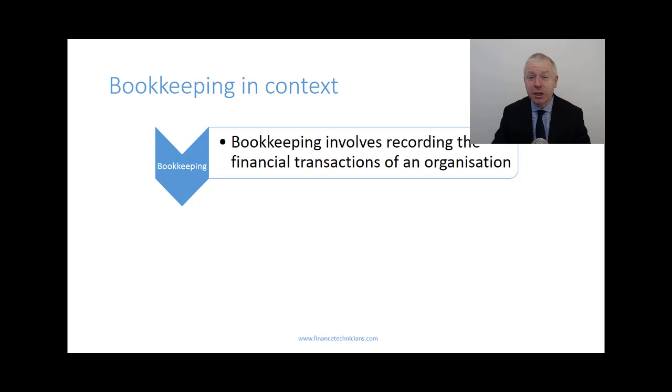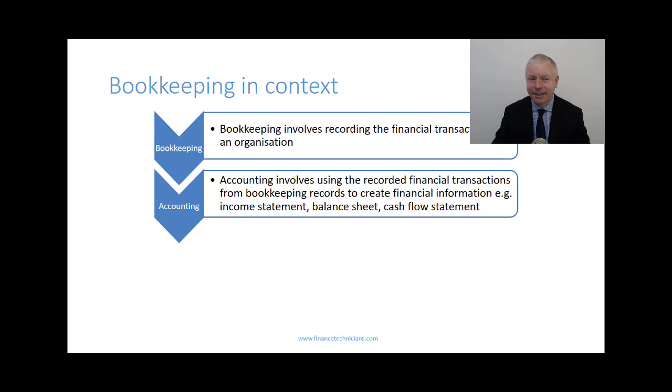So bookkeeping involves recording the financial transactions of an organization. Organizations are involved in a variety of financial transactions on a daily basis, and all this data, I should say, needs to be captured within the bookkeeping system. And as we progress through the syllabus, you'll see how that actually is done. So bookkeeping catches the raw data.